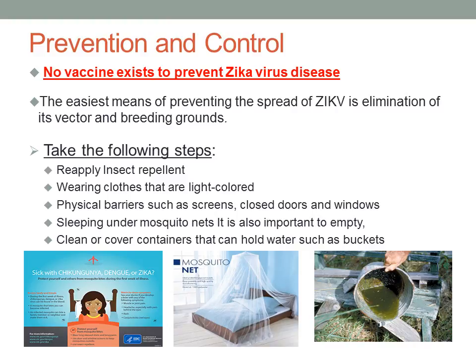The easiest means of preventing the spread of the Zika virus is elimination of its vector and breeding grounds. Following the common sense steps offer better preventative measures. Wearing full-length clothes that are light-colored, using and reapplying insect repellent with DEET or Picaridin, using physical barriers such as screens, closed doors, windows, and sleeping under mosquito nets, and last but not least, cleaning and covering containers that can hold water such as buckets.